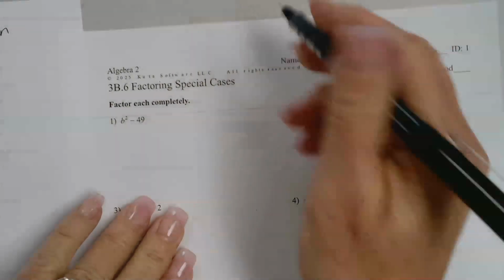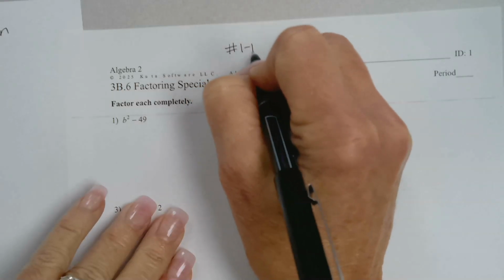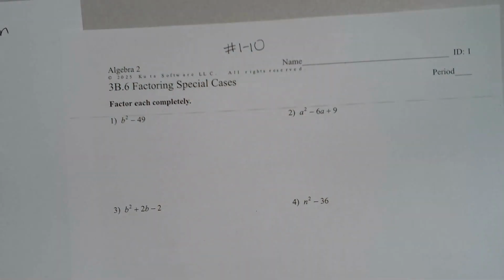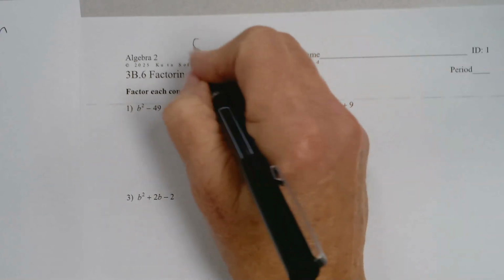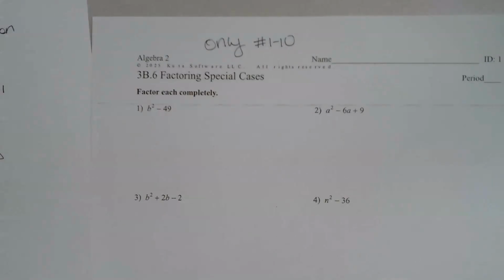All right. So you have an assignment to do, and you're just going to do problems 1 through 10 on the front page. These examples that I did for you were problems on the back page, but only numbers 1 through 10, just for practice.